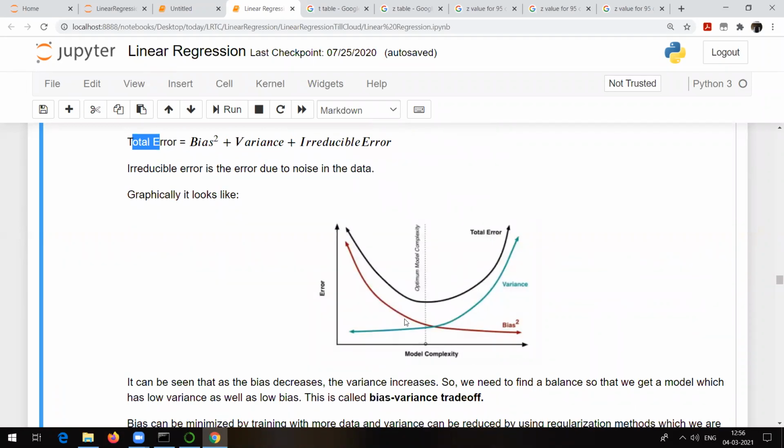Why do I say that bias and variance should be low? Because if you look at the total error, that is this black curve, it is minimum here. It is minimum when this bias is minimum and when this variance is minimum, that is this point. That's why low bias and low variance is always preferred, because we are going to get low error in that case. That's what is actually shown graphically here.